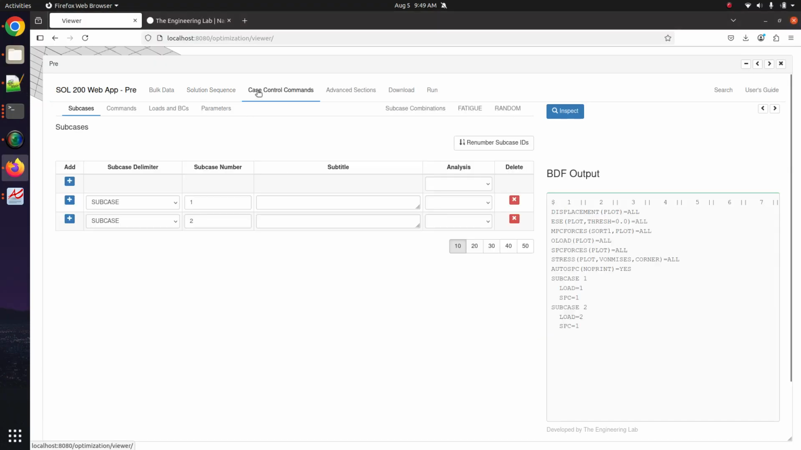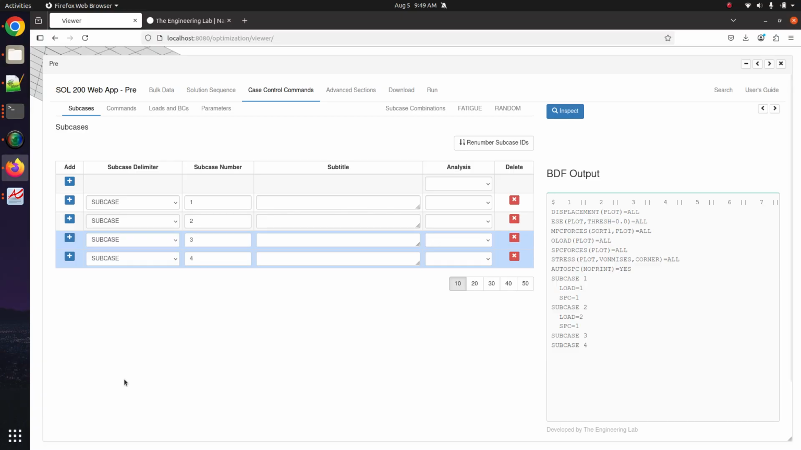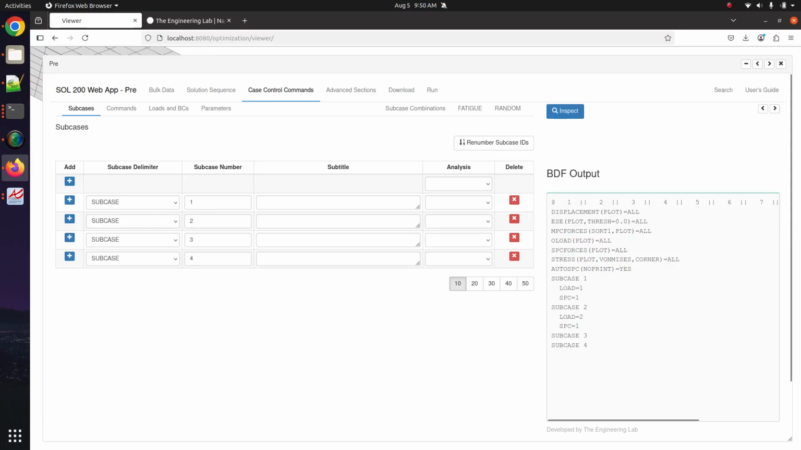And let's now go to the case control section. Let's add two subcases. So we'll add a subcase 3 and a subcase 4. Let's now modify these subcases 3 and 4 so they're ready to perform the buckling analysis. One thing we need for a buckling analysis is to specify the method for extracting the eigenvalues. The eigenvalues are going to be the buckling load factors, BLFs. So we need to tell Nastran, how do we extract the eigenvalues?